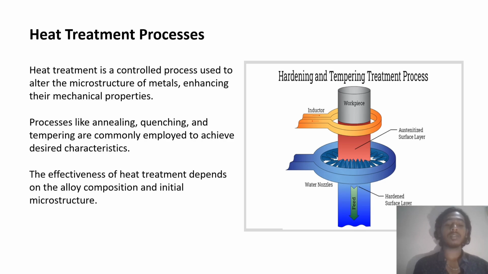The effectiveness of heat treatment depends on the alloy composition and initial microstructure. In this image, the image represents the hardening and tempering treatment process, showing the inductor, workpiece, alternate surface layer, water nozzle, feed, and hardened surface layer.